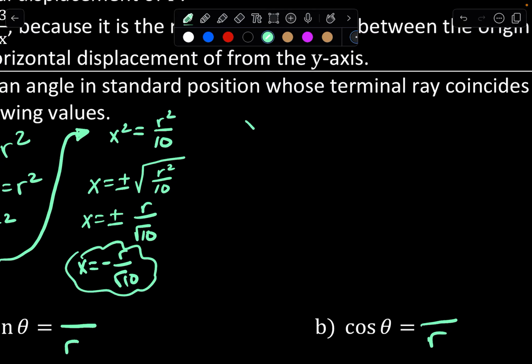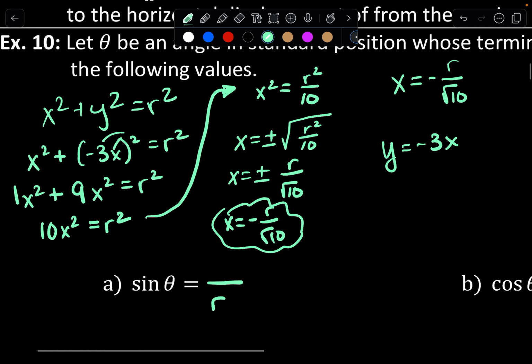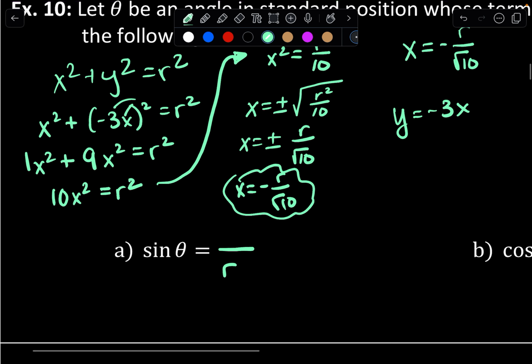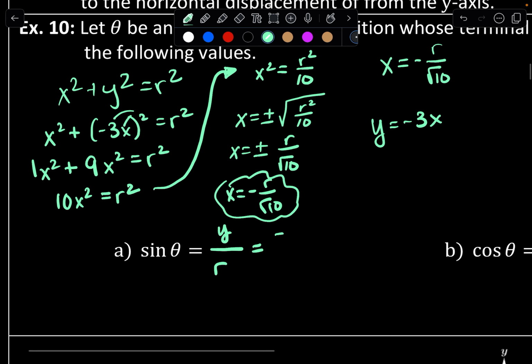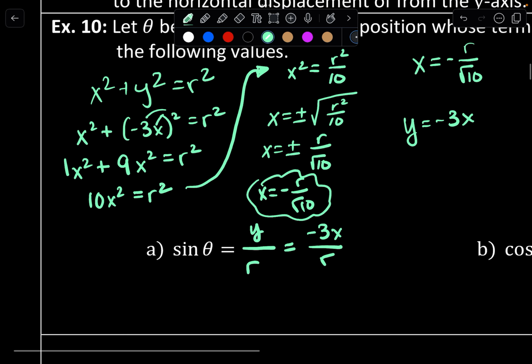So now we have our two variables. We have x is equal to r over root 10, and then y is equal to negative 3x. So let's use these two and see if we can reduce these or manipulate them to a point where no variables are left. So sine theta is going to be y over r, okay? So that means my y is negative 3x, and then my r, I'm just going to leave it for now. But now we also have something for x.